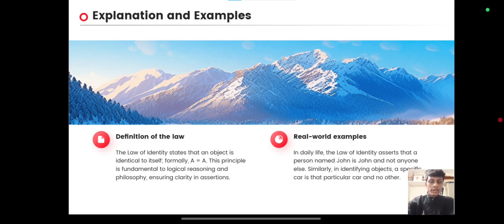The law of identity states that an object is identical to itself. Formula: A is equal to A. This principle is fundamental to logical reasoning and philosophy, ensuring clarity in assertion. Real world examples. In daily life, the law of identity asserts that a person named John is John and not anyone else. Similarly, in identifying objects, a specific car is that particular car and no other.